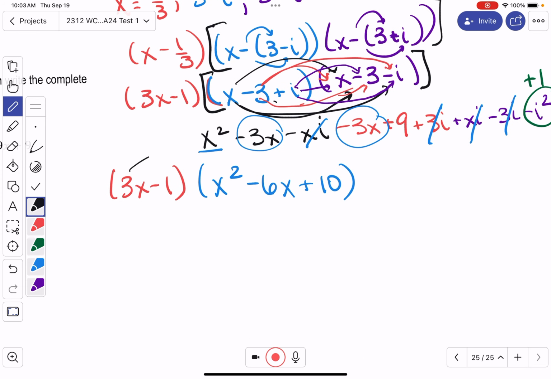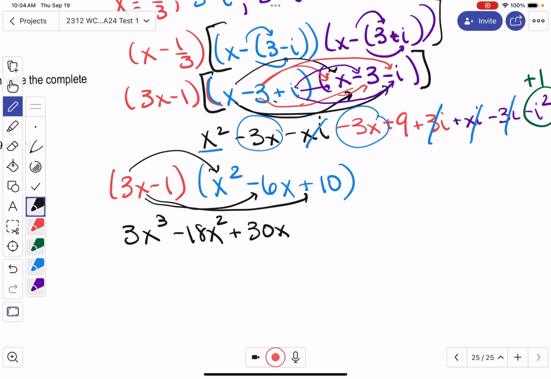So from here I can distribute again. 3x cubed minus 18x squared, plus 30x, minus x squared, plus 6x, minus 10. Clean this up.